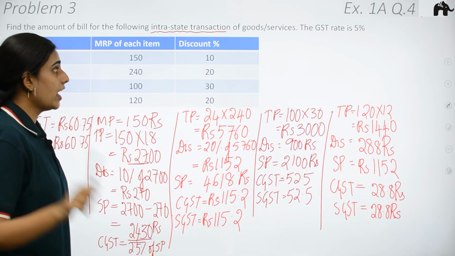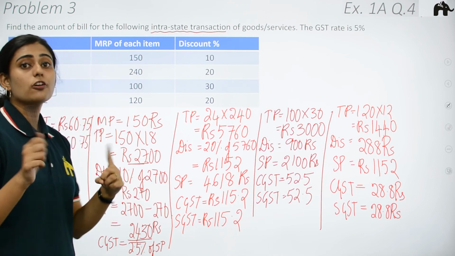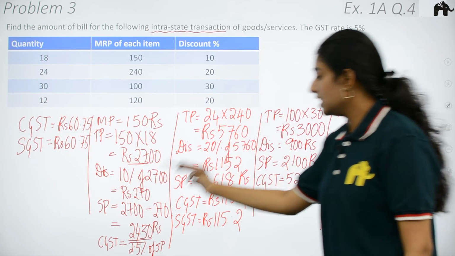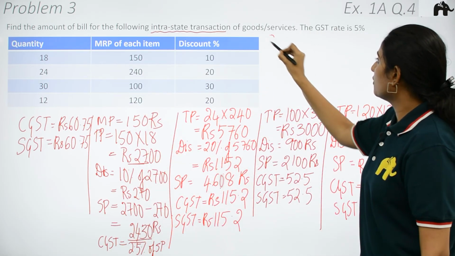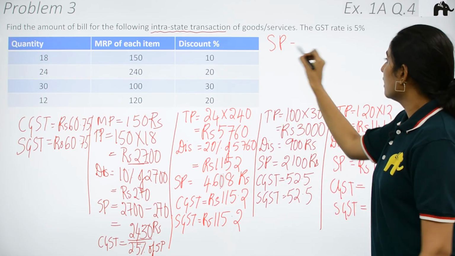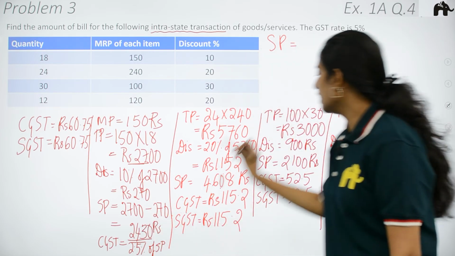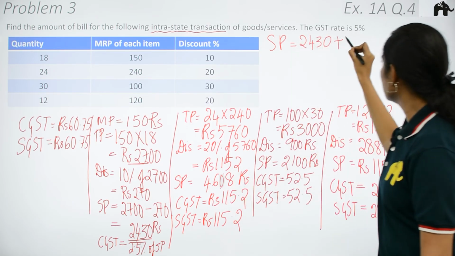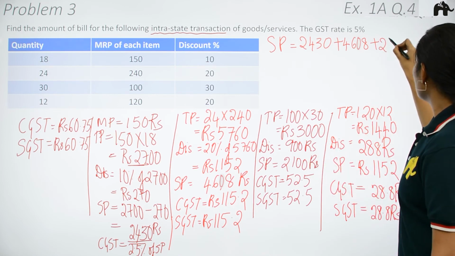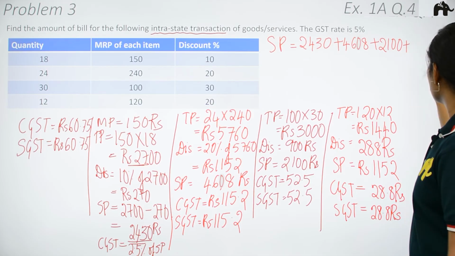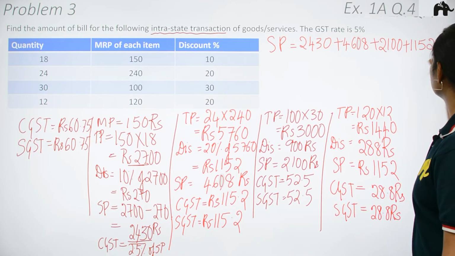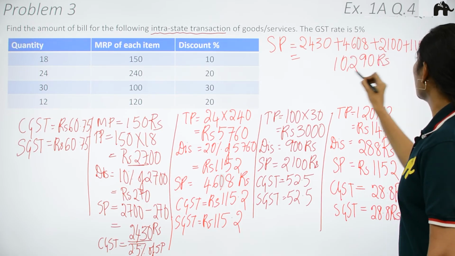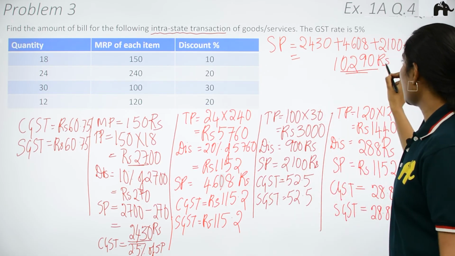Now, in order to find the total amount of bill, we know amount of bill includes the total price plus the GST. We have to sum all the selling prices and the CGSTs and SGSTs. So, first we'll add the selling price. We have 2,430 plus 4,608 plus 2,100 plus 1,152. Just add this. You will be getting 10,290. You will be getting 10,290 is the total selling price.